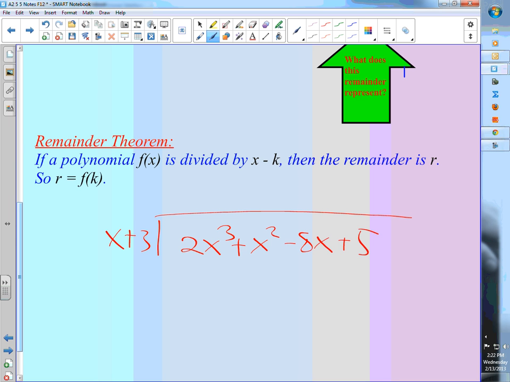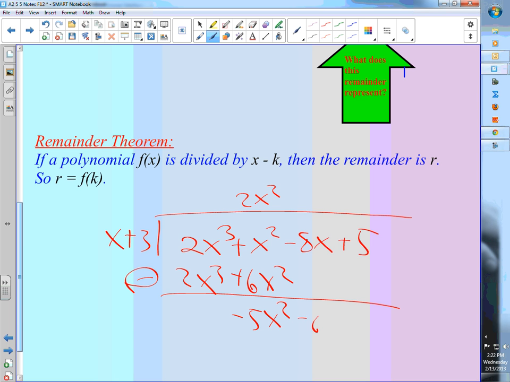So quickly with this, you can just watch. You don't need to copy. You can just watch this stuff. This is going to be 2x squared. 2x squared times x plus 3 is 2x cubed plus 6x squared. When we subtract, we get 0 and negative 5x squared. We get minus 8x plus 5.